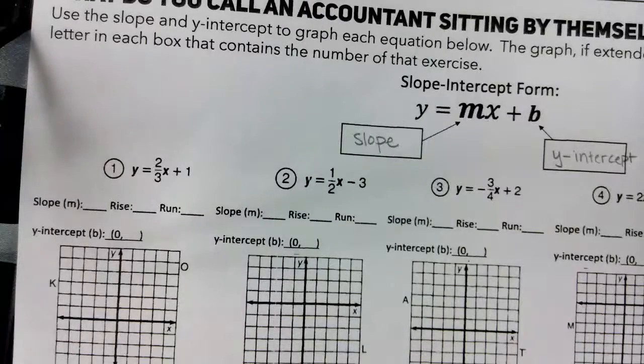All right, so our directions say use the slope and y-intercept to graph each equation below. The graph, if extended, will cross a letter. Print this letter in each box that contains the number of that exercise. So we're going to answer the question, what do you call an accountant sitting by themselves?